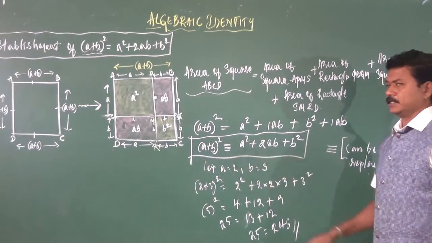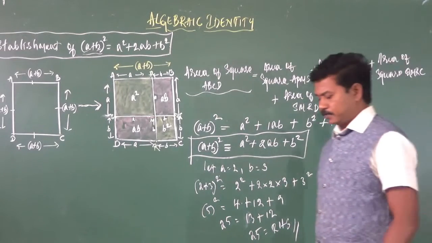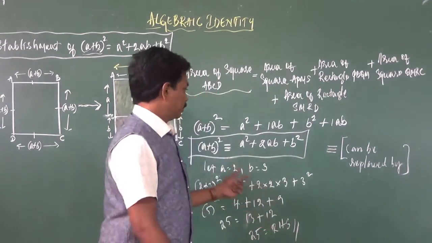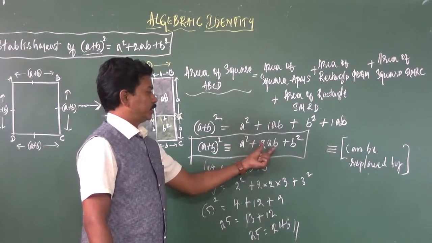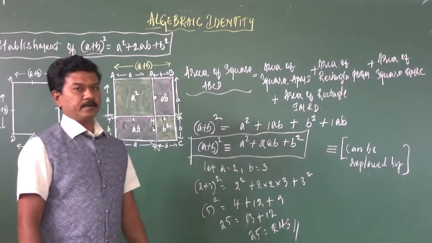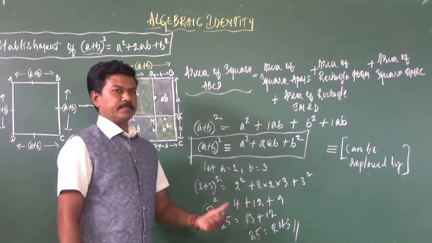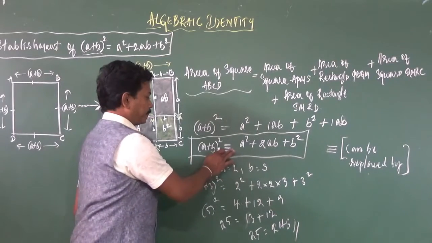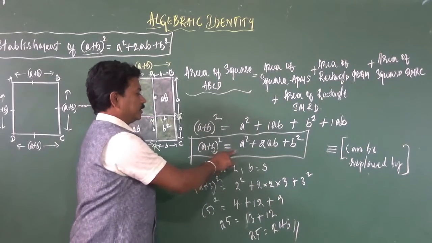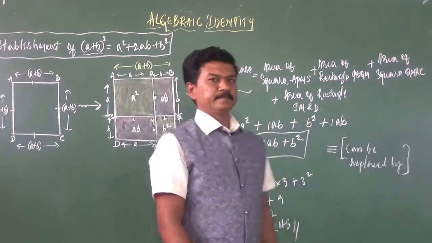So (A plus B) whole square, 3 bars, A square plus 2AB plus B square. It is not the way to read it as "is equal to". So (A plus B) whole square can be replaced by A square plus 2AB plus B square. That is the meaning of identity. But nowadays, instead of using these 3 bars, we are just using 2 bars, that is the equals sign. So (A plus B) whole square is equal to A square plus 2AB plus B square.